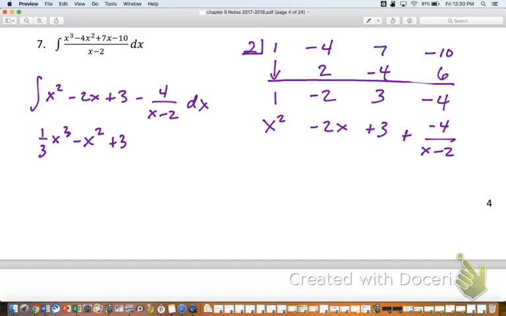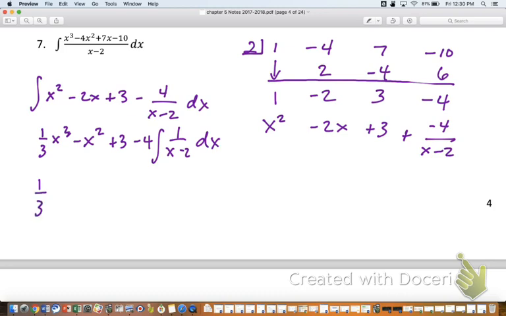1 over -4 times x minus 2. No, there's no 1 over anything. Let me put it like this. I'll pull out the constant. So I get that 4 out of the numerator. So now it's just the antiderivative of 1 over x minus 2. What's the derivative of the denominator? The derivative of the denominator is 1, and so it will be ln of x minus 2.